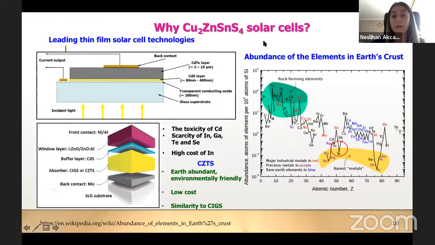That's why kesterite material is a very good alternative to CIGS and cadmium telluride solar cells, because it includes Earth-abundant and environmentally friendly elements, it's really low cost, and it also has a very similar crystal, optical and electrical structure to CIGS-based solar cells.